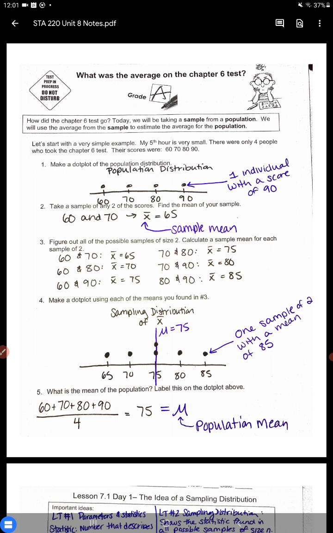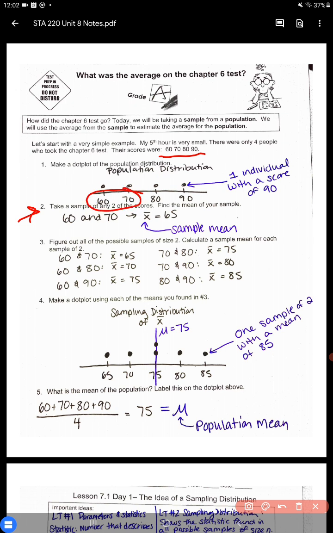So let's say that I had a class of 4 people, and those 4 people took a test, and their scores are shown right here: 60, 70, 80, 90. Because those scores represent every person in the class, that would be my population distribution, and that's what they've drawn on number 1. Okay, but on number 2, this time it says take a sample of any 2. So it doesn't matter which 2, they picked 60 and 70, right? And it says find the mean.